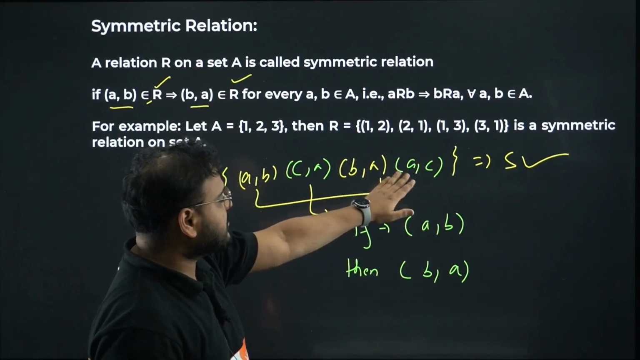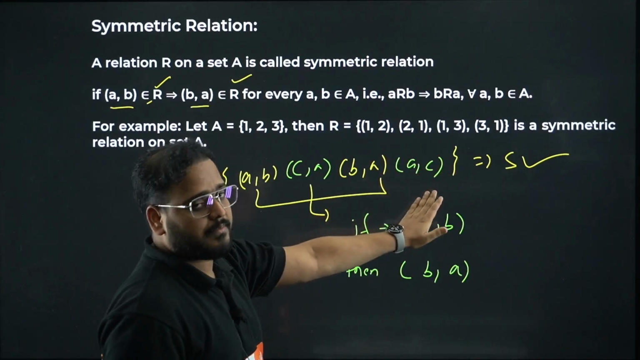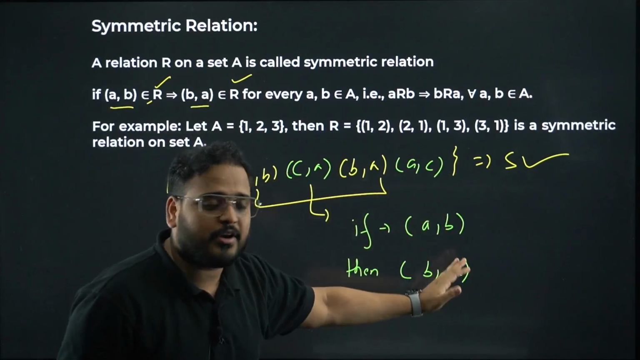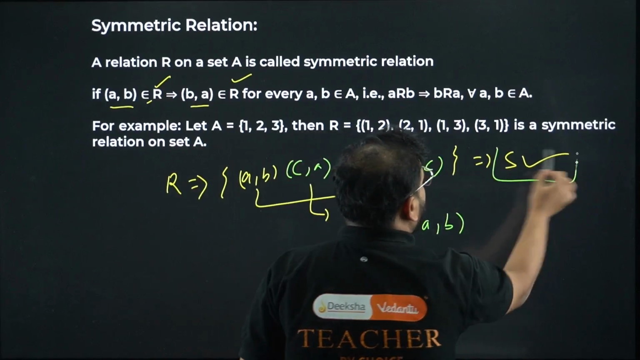I made the change. I wrote CD here, right? It has to be AC actually. If it is CA, then it has to be AC over here for it to be a symmetric relation. I hope this makes sense to you.